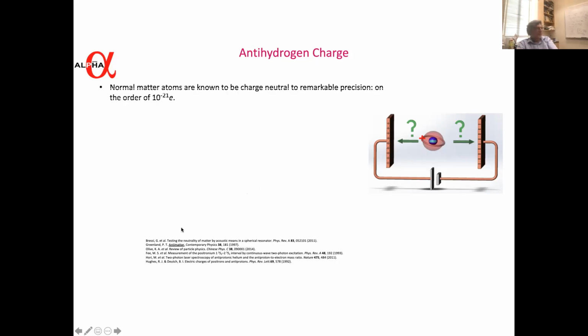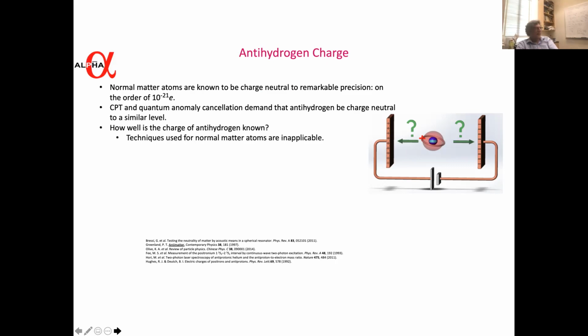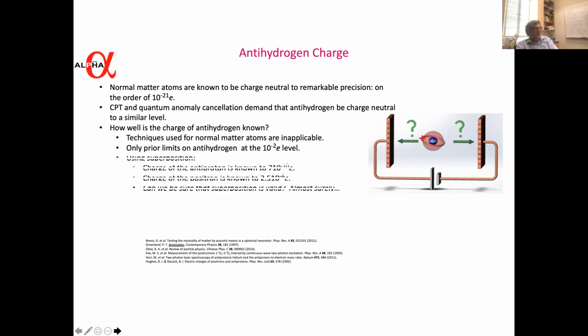So let's just see here. Normal matter, believe it or not, is neutral to the precision of 10 to the minus 21 times e. e is the magnitude of the electron charge, so 1.6 times 10 to the minus 19 coulombs. That's quite a neutral measurement. CPT says that they should be exactly the same. You can't measure antihydrogen the same way you measure hydrogen because of all the problems we've discussed. Prior limits were not very good.